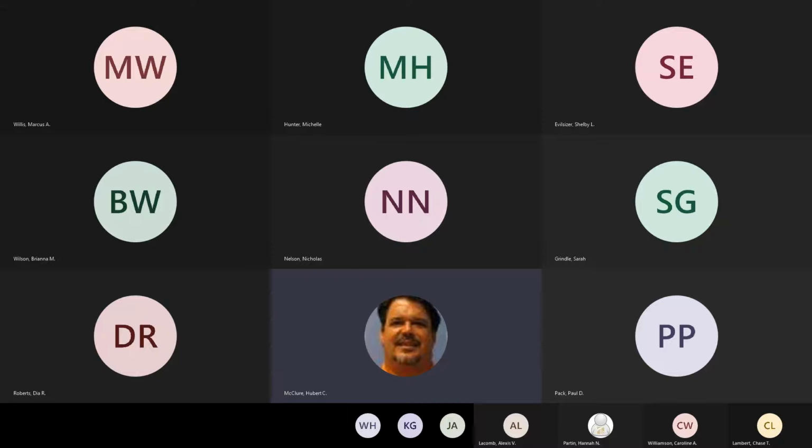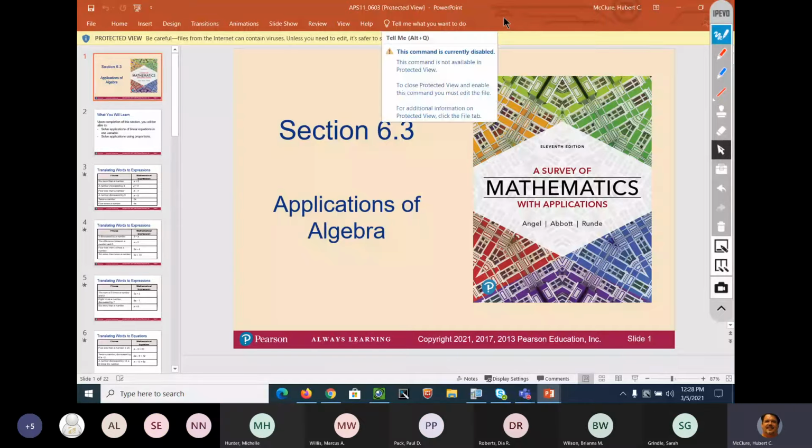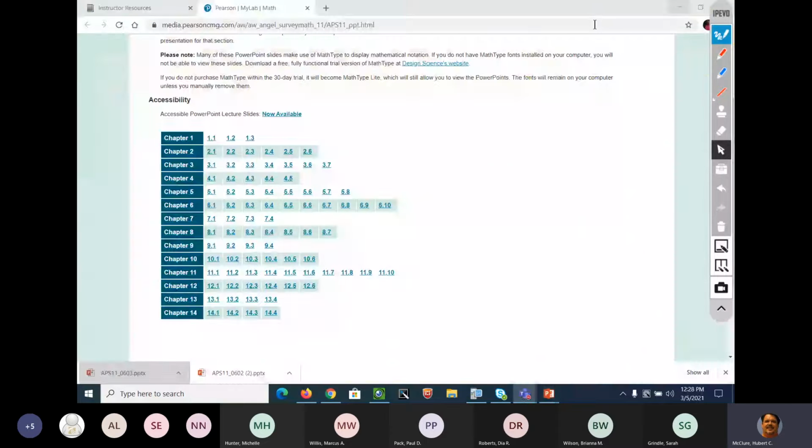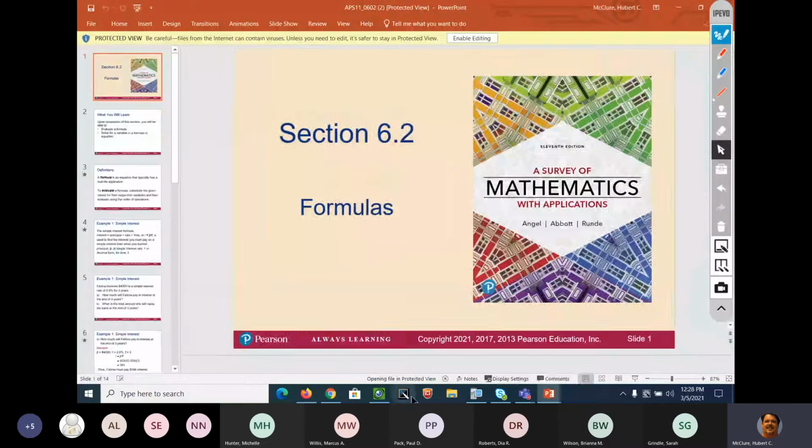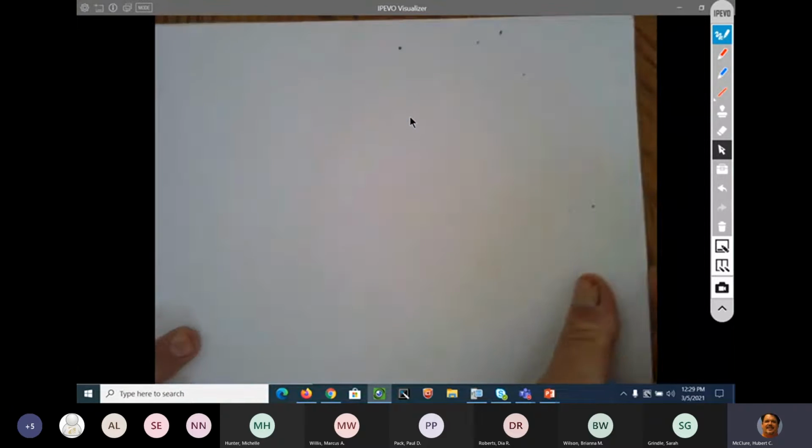Being a loser, we are going on to 6.2 and 6.3. Now, 6.2 is formulas. And I'm going to go ahead and tell you that there are two types of formula questions. You will receive one on the test of each.